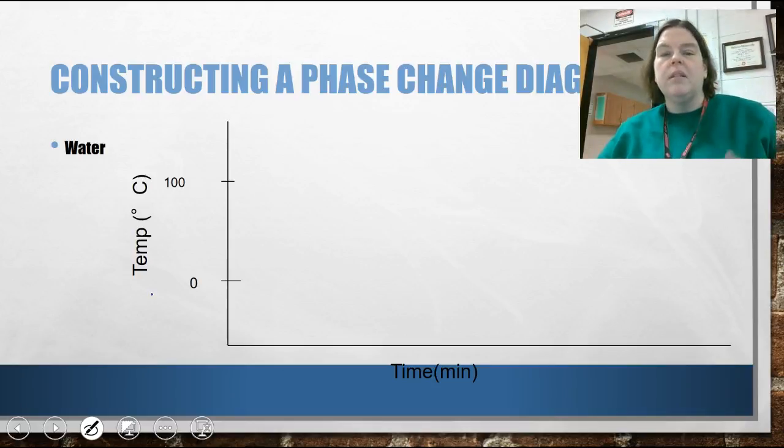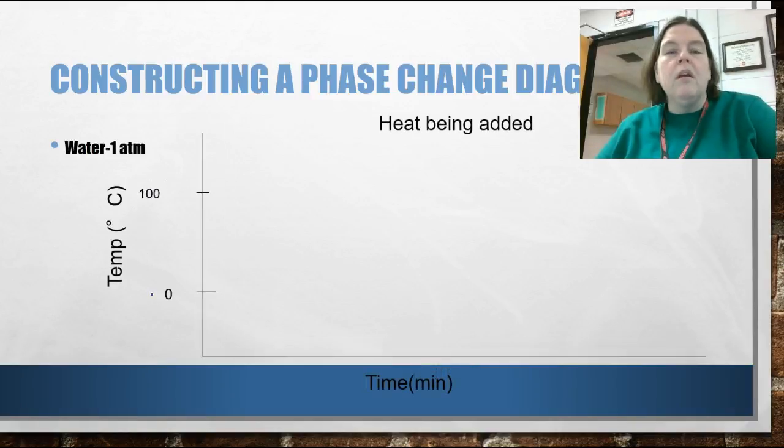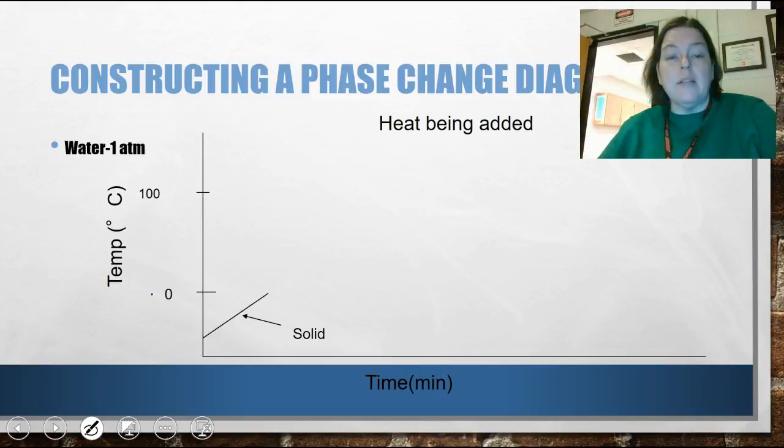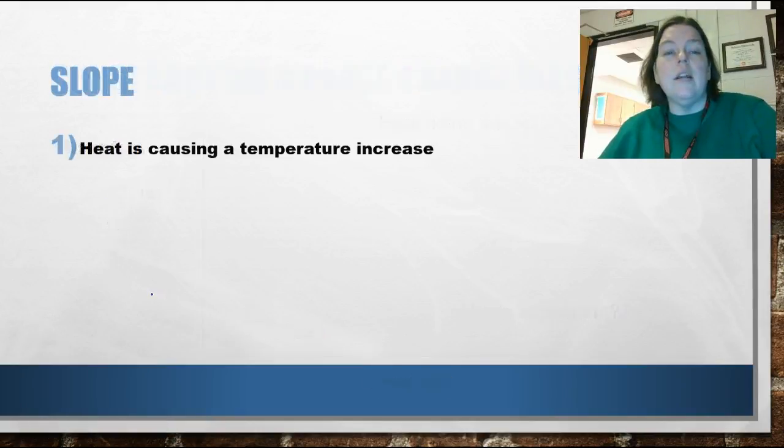Water is just a really common substance that we use a lot. So we're going to add heat, and when we add heat to a solid, we notice that the temperature is increasing. As long as it's all solid, the temperature is going to continue to increase until we reach 0 degrees Celsius. So at this point, we have a temperature change. That means heat is causing the temperature to increase in the solid. So the solid is getting warmer.